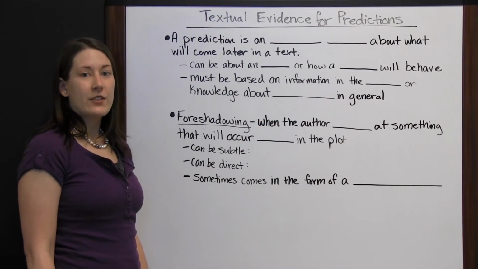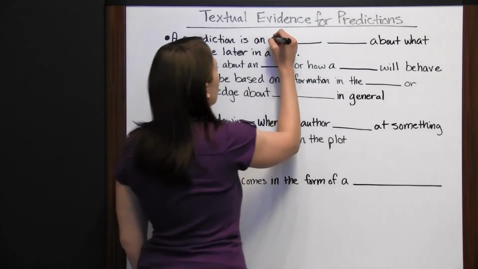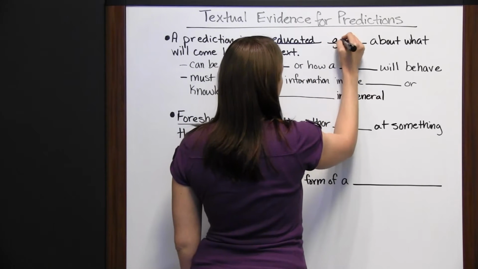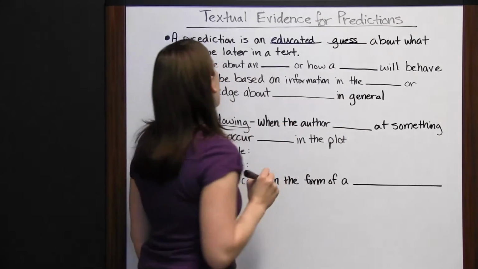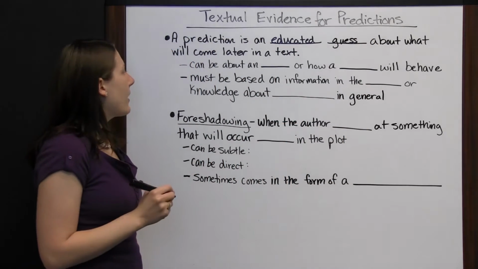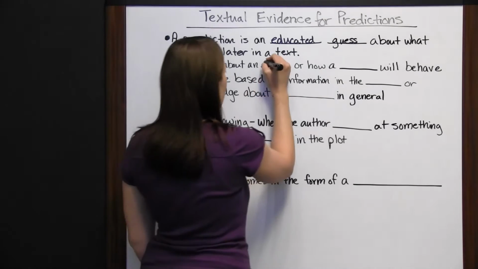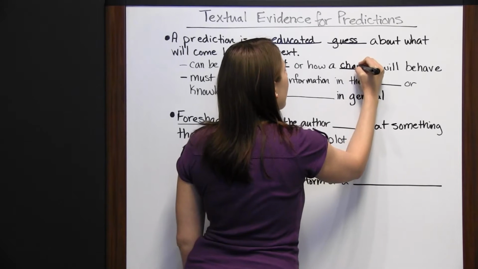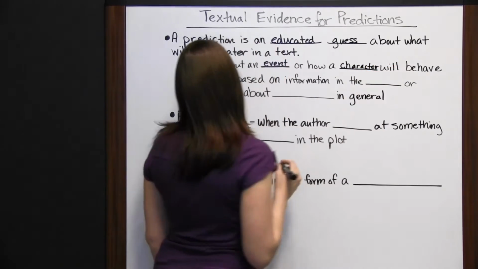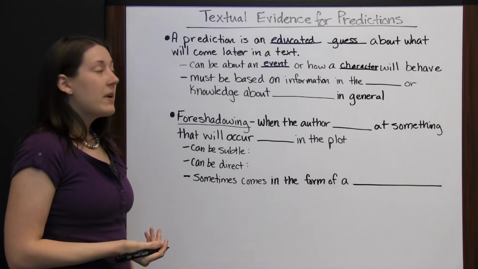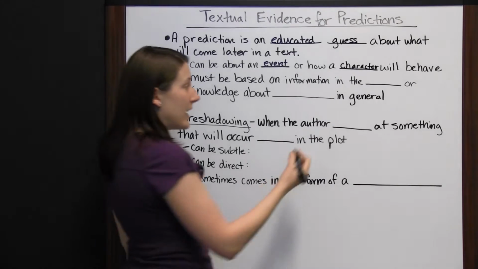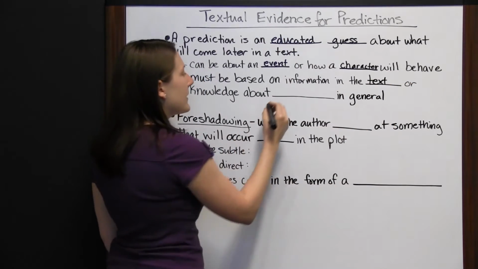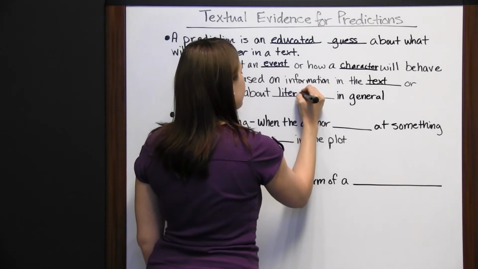Textual evidence for predictions. A prediction is an educated guess about what will come later in a text. Now, your predictions can be about an event or about how a character will behave. But any prediction you make must be based on information in the text or based on knowledge about literature in general.